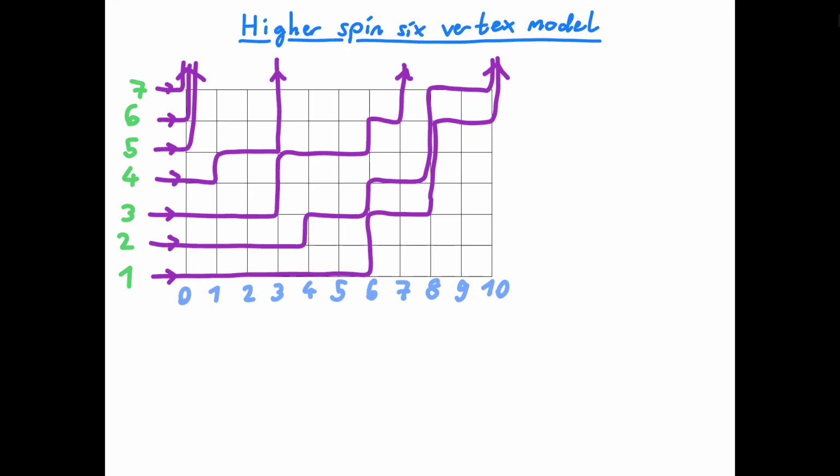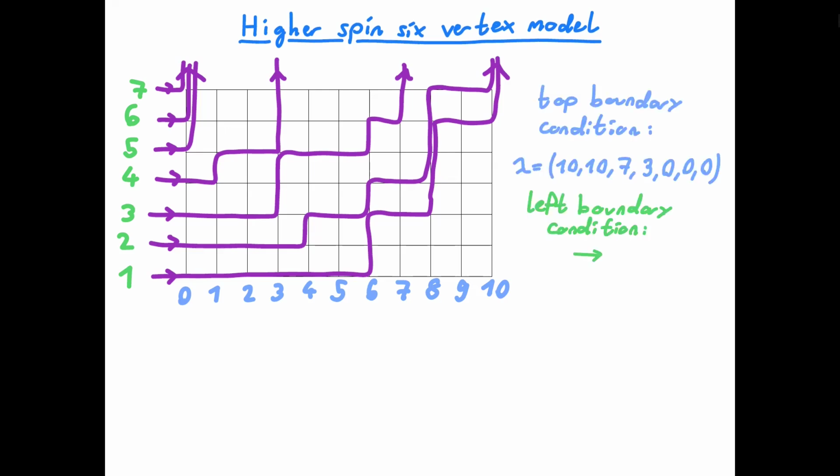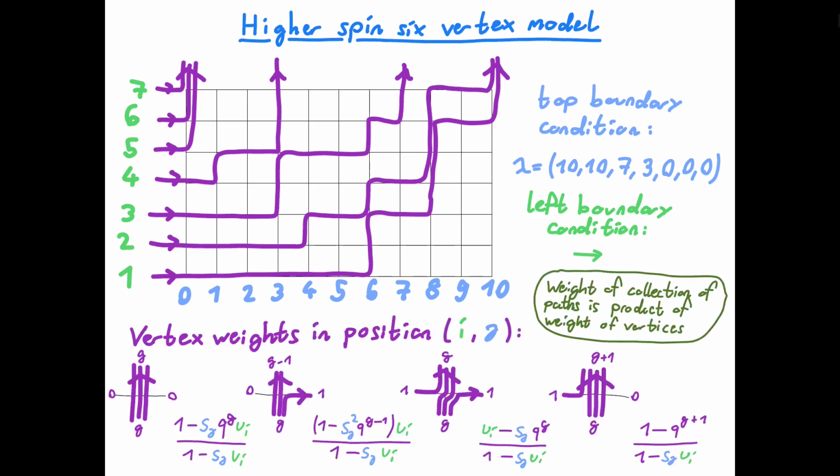So we index our columns and rows as follows. The top boundary condition is given by some partition with potentially some parts equal to 0. And the left boundary condition is just all right steps. And now we want to count these things. So we give the vertices some weights. Again, not too important what the weights actually look like. Just note that position j contributes to s_j. So the columns are weighted by some s_j parameter, and the rows are weighted by some u_i parameter. And then the weight of the collection of paths is just the product of the weights of the vertices in the paths. Not too important what the weights are, just for completeness.